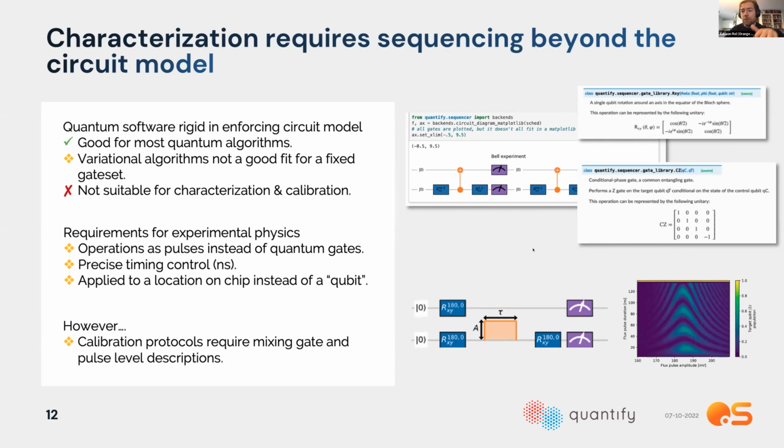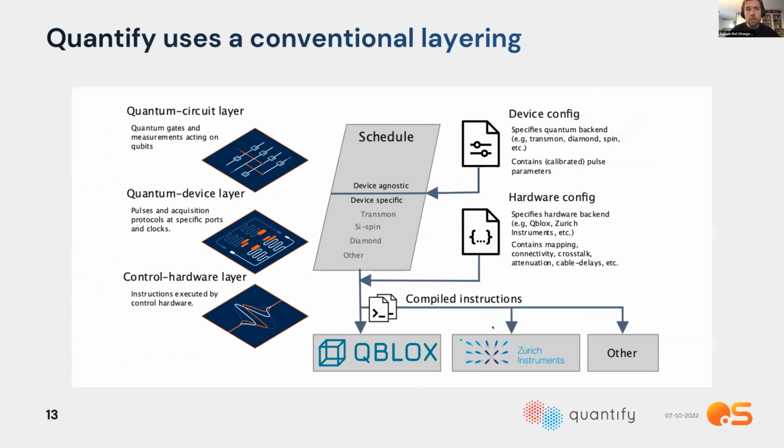We could, of course, say, well, then you just use that lower level of abstraction. But in many protocols, we actually require mixing these descriptions. For instance, one of the examples we like to use here is the so-called chevron experiment, a very common experiment where you're having quantum gates and in the middle, you're varying the parameter of a square pulse. Clearly, this experiment should not be expressed completely at the quantum circuit level because the operation in the middle is not a quantum gate in its traditional sense. But using everything at the pulse level abstraction is also very convenient. So what we use is a very traditional abstraction layering.